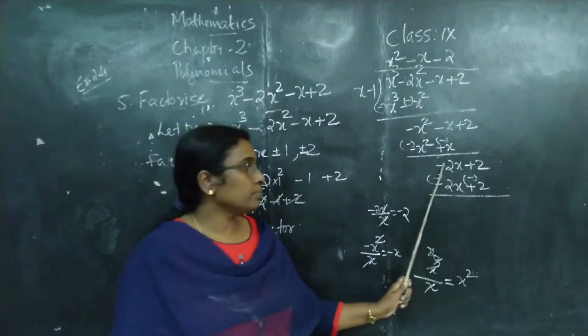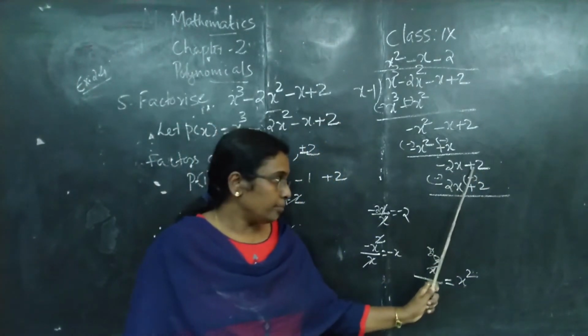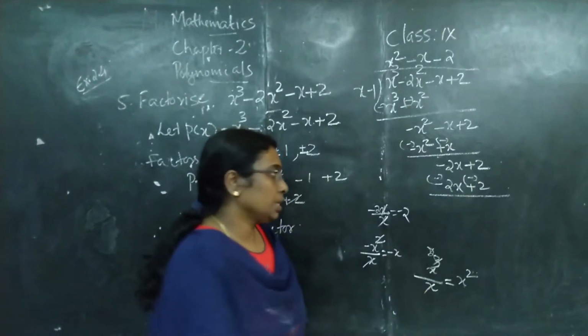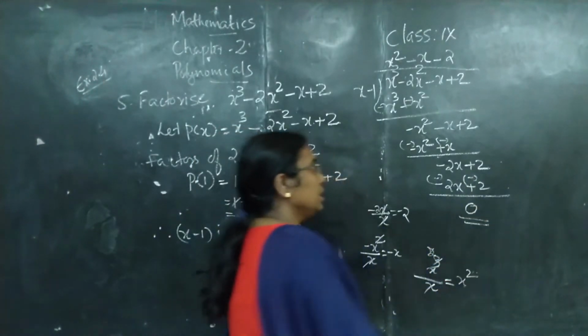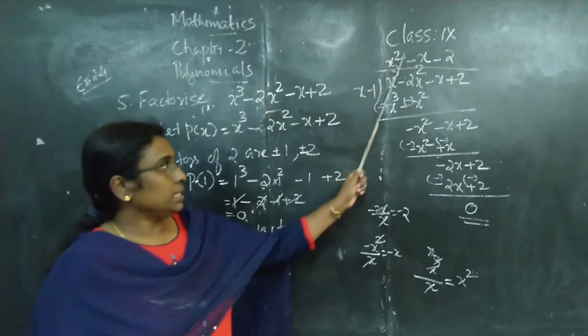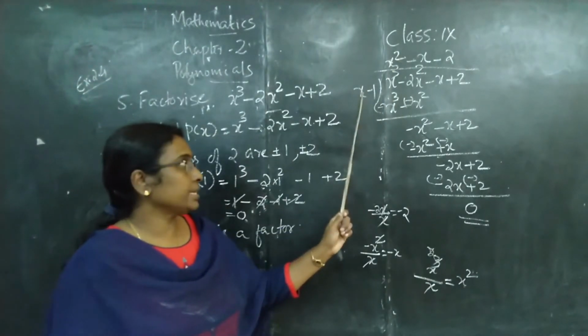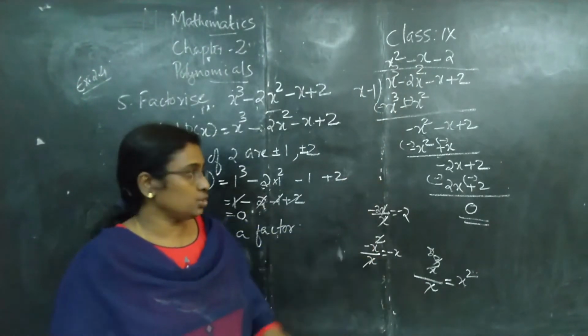Minus into minus plus. Minus 2x plus 2x is 0. Plus 2 minus 2, 0. The remainder is 0. So these two are the factors, isn't it? X minus 1 and x square minus x minus 2.